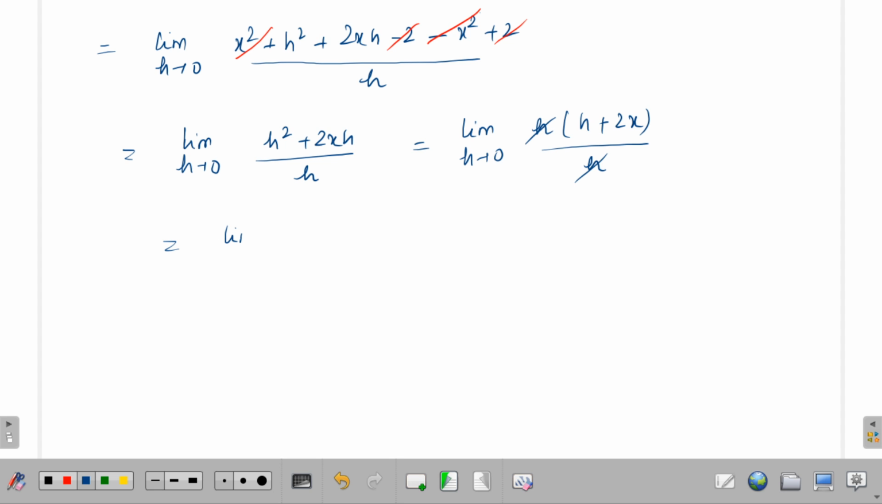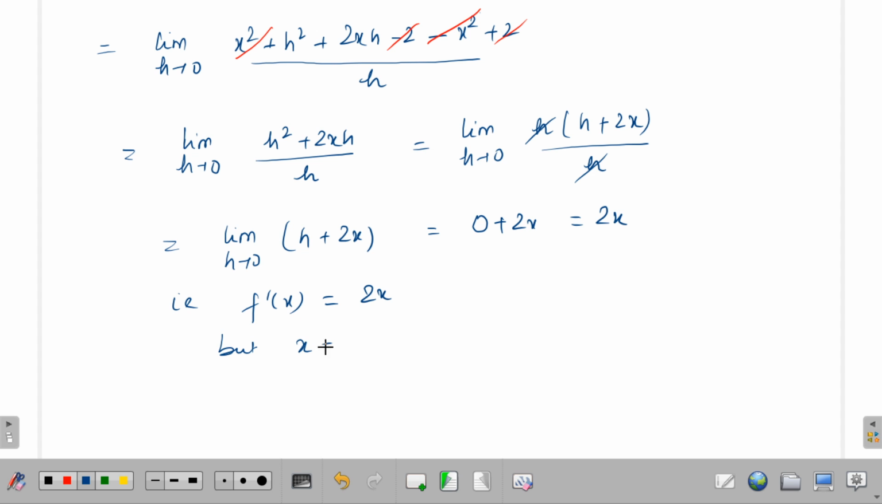So which will be limit of h tends to 0, h plus 2x. The value for h happens to be 0, so which will be 0 plus 2x, which is nothing more than 2x. So in short, I got f dash x is equal to 2x. But the value for x happens to be 10, then f dash 10 would be nothing more than 2 into 10, which happens to be 20. So that was the first question. Again, pause the video and check once again if you didn't understand the question. Okay, so that's all about your question number 1.